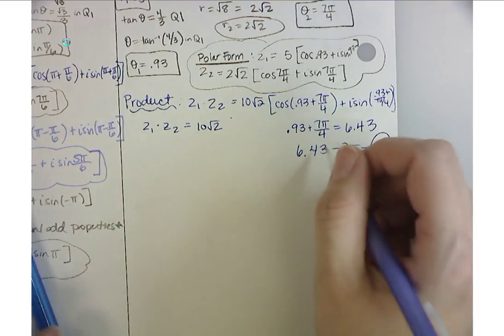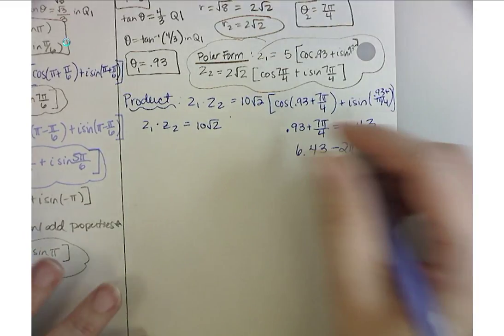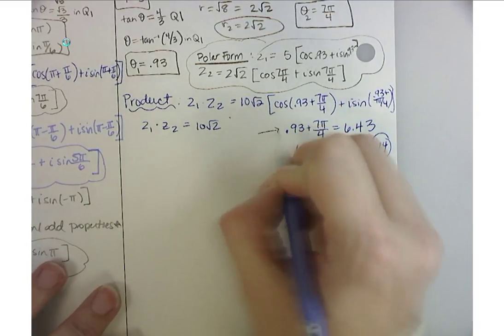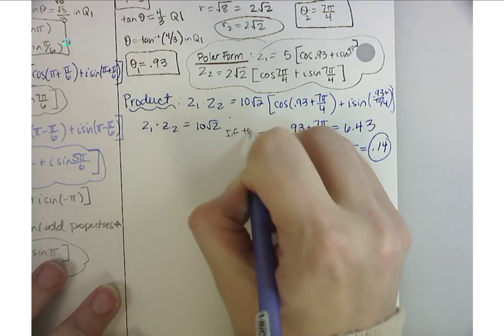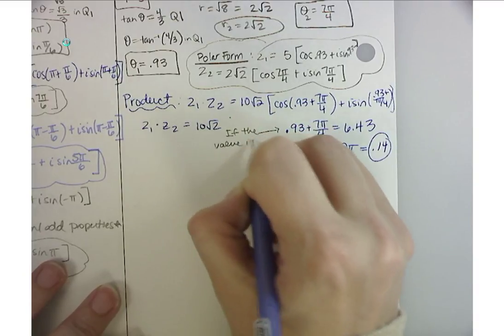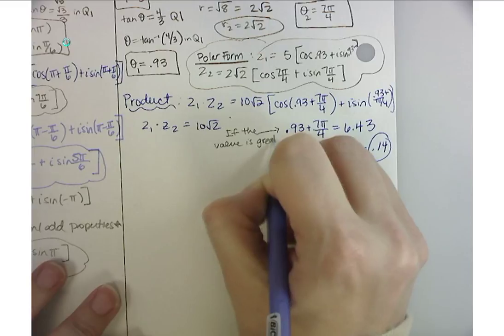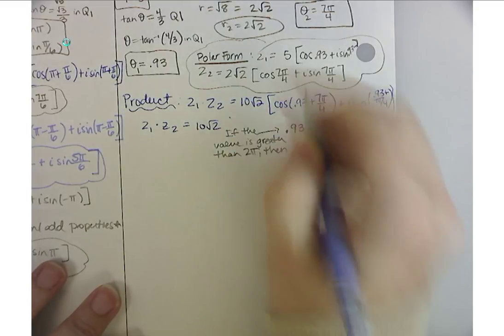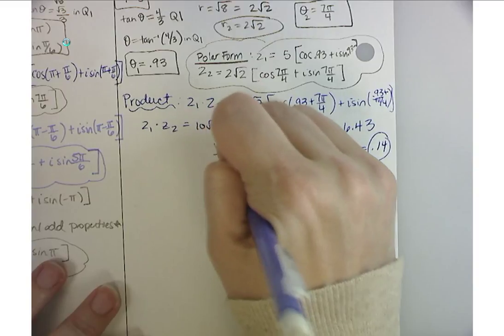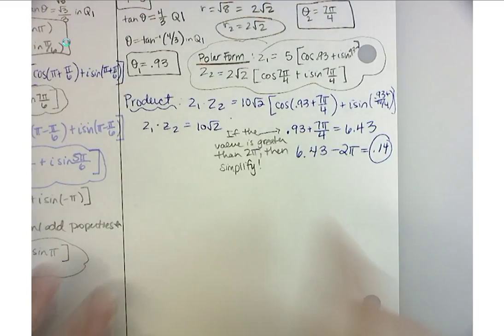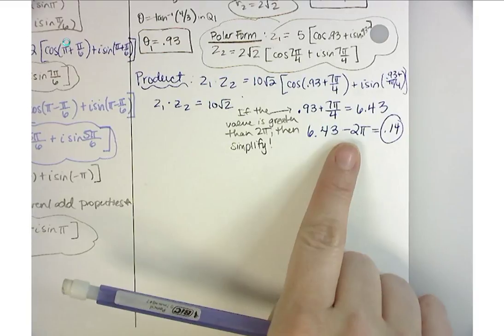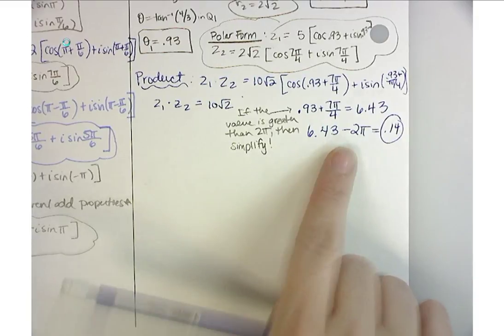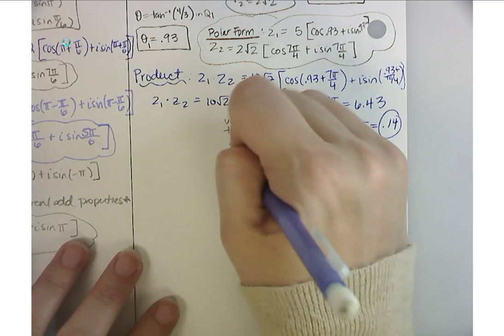Then I just wrote a little note here. If the value is greater than 2 pi, then simplify. You simplify by just subtracting your 2 pi. So subtract 2 pi.